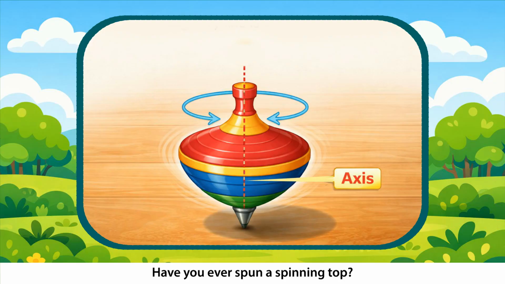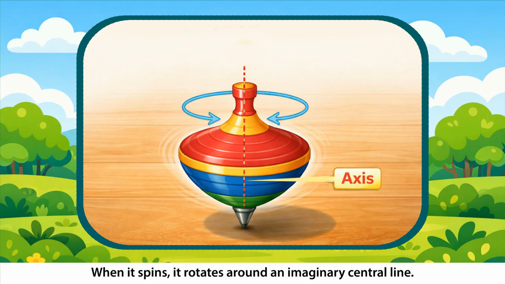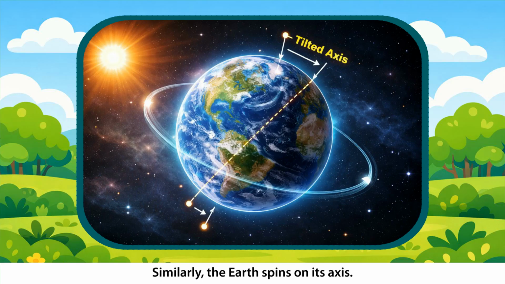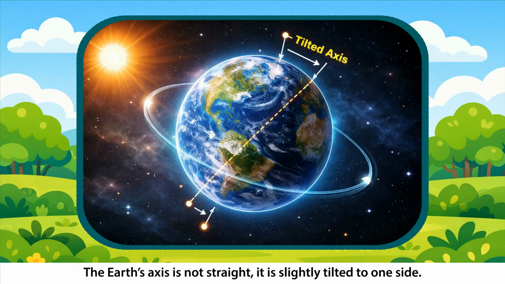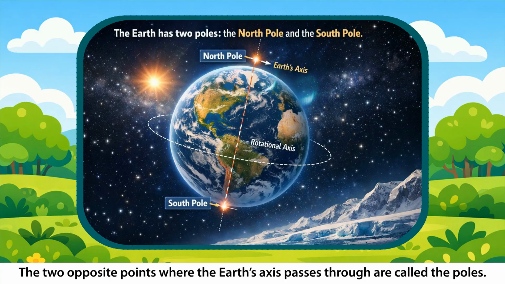Rotation. Have you ever spun a spinning top? When it spins, it rotates around an imaginary central line. This imaginary line is called the axis. Similarly, the Earth spins on its axis. The Earth's axis is not straight, it is slightly tilted to one side. The 2 opposite points where the Earth's axis passes through are called the poles.